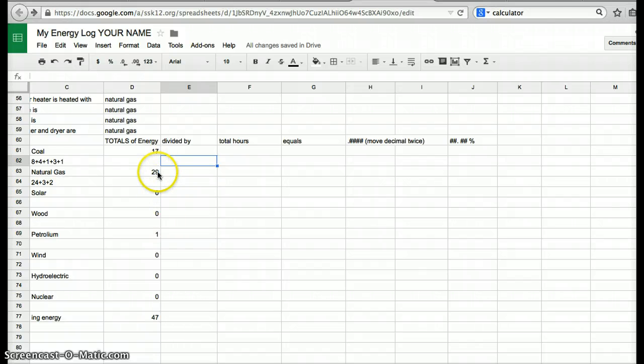So we have 9 and 7 and 1. So it's 16, 17. We put our 7 down. We carry the 1. We have 2 plus 1 plus our carried 1 makes 3, 4. So 47. So we say that the total number of hours of energy being used throughout my theoretical Saturday was 47. Yours should be bigger.